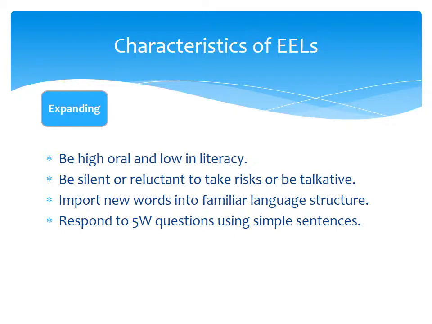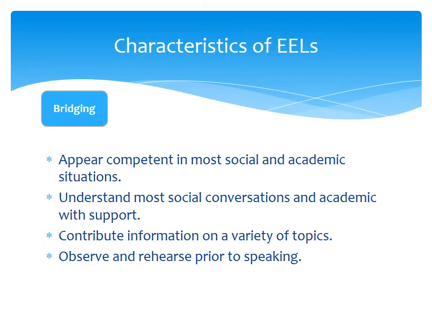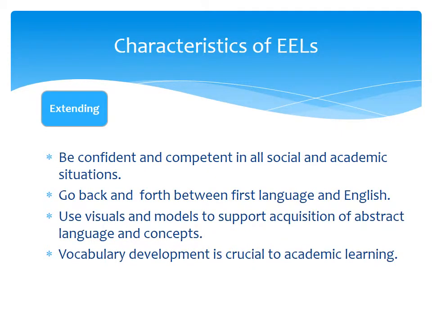They rely on visuals, drawing pictures, and known phrases to understand. ELLs in the extending level are high in oral and low in literacy. They choose to be silent or are reluctant to take risks to be talkative. Though they may have grammar and word choice errors, ELLs in the bridging level have made significant progress. They appear competent in most social and academic situations and can understand most social conversations without support and academic ones with some support. ELLs in the extending level are confident and competent in all social and academic situations, and they may fluently switch between first language and English.